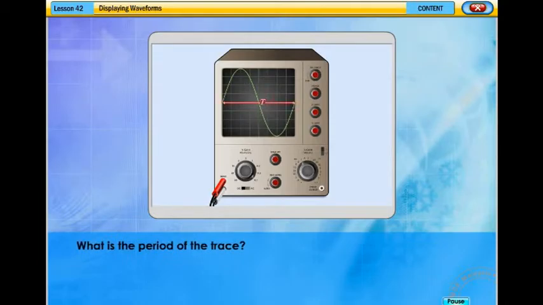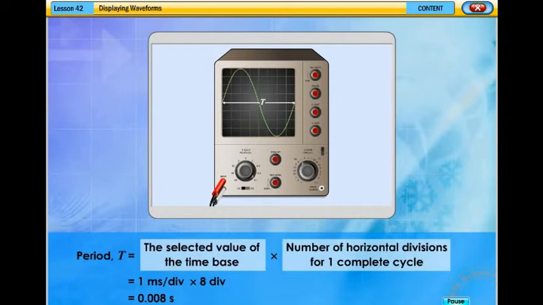What is the period of the trace? The period T of the trace can be calculated by multiplying the selected value of the time base to the number of horizontal divisions for one complete cycle. Thus, the period is 0.008 seconds.